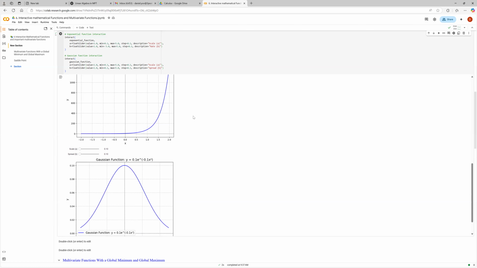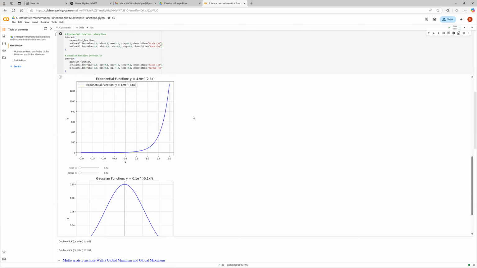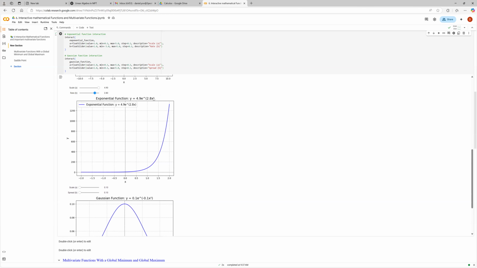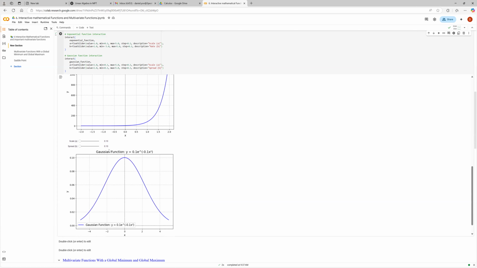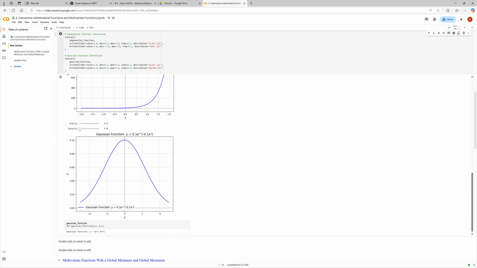Here we've got a Gaussian, which is basically this term squared, right? You can see that it's x squared. And it's a normal distribution, and it's useful to model all sorts of things. It's a fundamental idea in statistics, and it's a fundamental idea in machine learning as well.